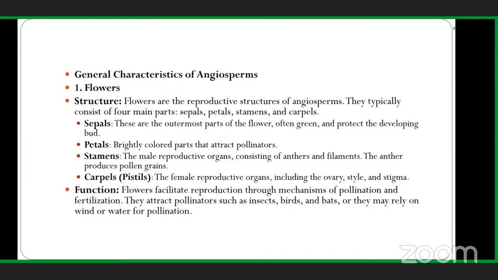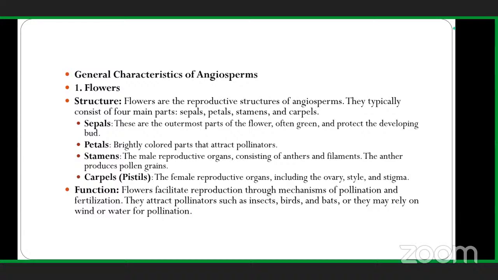So what are petals like? Suppose the hibiscus. You know the hibiscus is red in color. So that red part is known as the petals. Petals are the main attractive part of the flower, and they attract pollinators like insects, butterflies, and all. So they are brightly colored parts that attract pollinators.